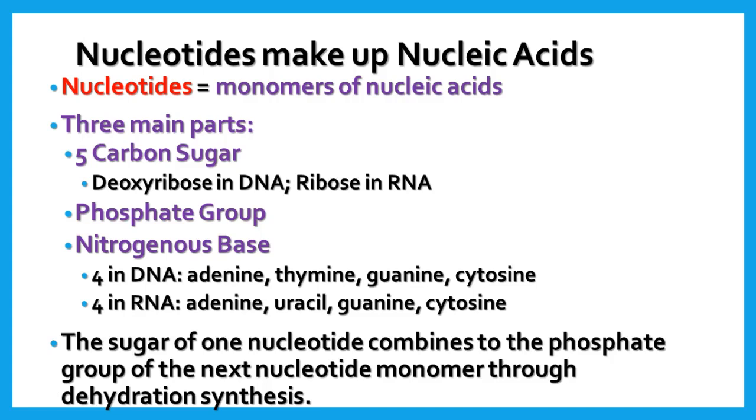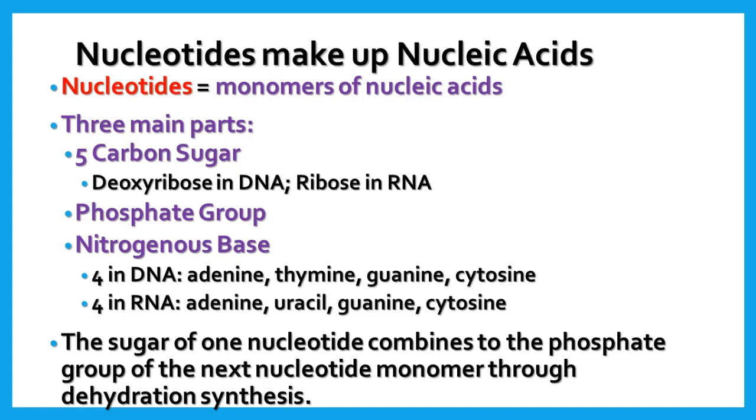Nucleic acids are made of monomers, just like the other organic molecules we've talked about. The monomers in nucleic acids are called nucleotides. Nucleotides have three main parts. They have a 5-carbon sugar, a phosphate group, and a nitrogenous base. In DNA, or deoxyribonucleic acid, the sugar is called deoxyribose, and in RNA, ribonucleic acid, the sugar is called ribose. Remember, OSE stands for sugar.